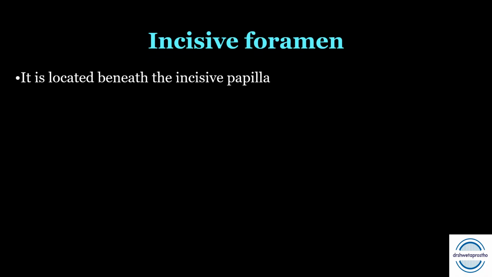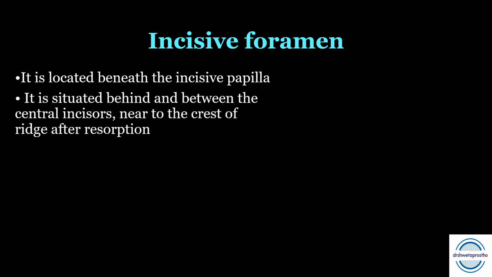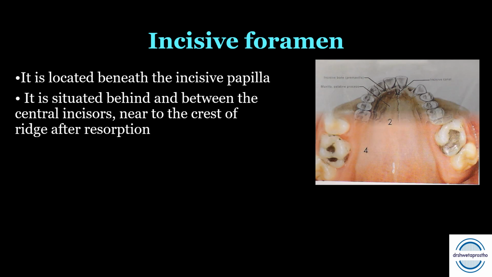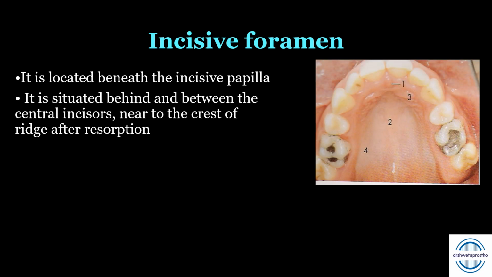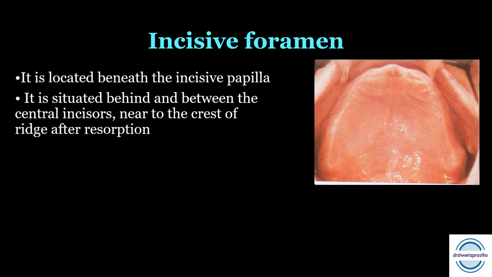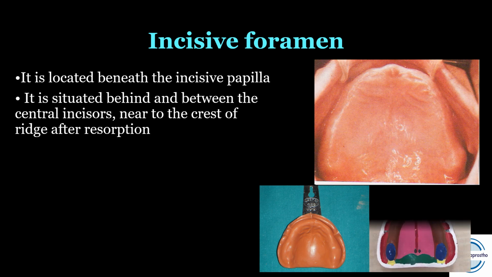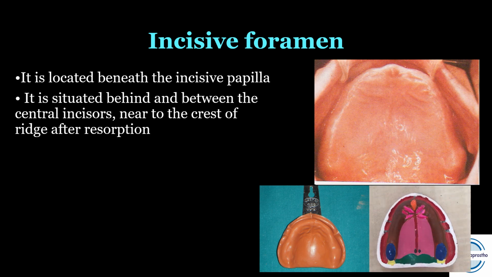Incisive foramen: it is located beneath the incisive papilla, as we can see in the picture also. It is situated behind and between the central incisors in the dentate. It comes near to the crest of the ridge after resorption in edentulous cases. We should be able to locate it on the impression. It appears as a depression. The orange part we can see in the cast is the incisive papilla. Incisive papilla is very important for doing the cast marking, that is, drawing the reference line. I have shared the link of the video also.